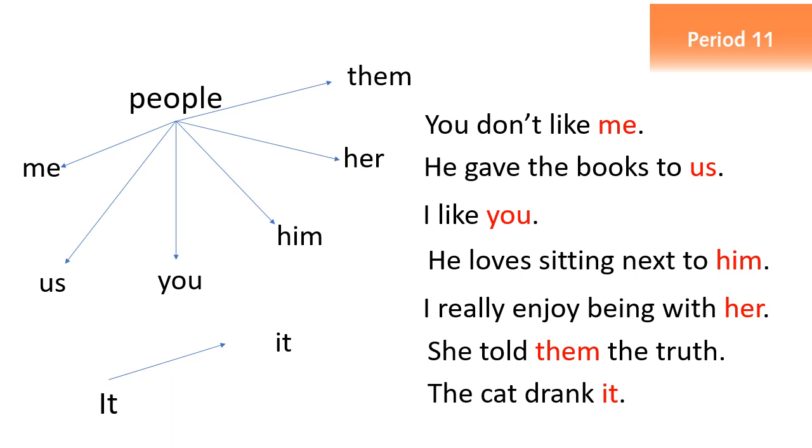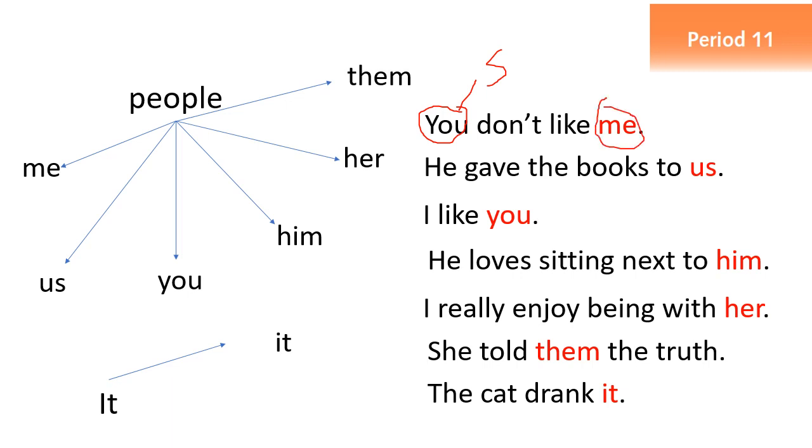The cat, it drank it. Now please look carefully. This is the subject. هاي هاي الفاعل. This is the subject. So, most of sentences have subject and object. أغلب الجمل فيها subject to object. أغلبهم مش كلهم دير بالك. So, where is the object?